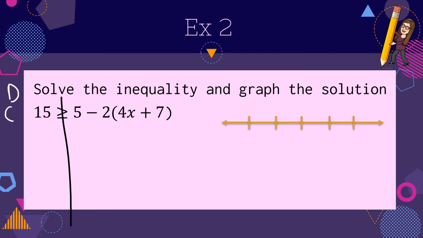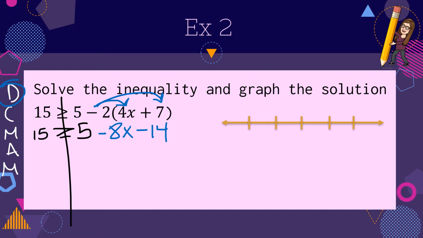We're going to work our way through don't call me after midnight. First step is distribution. I do have some distribution to take care of. I'm distributing a negative 2. So I get negative 8 and negative 14. Everything else falls down. Next step is combine. Yep, I have a regular 5 and a negative 14. If I put those together, I have negative 9. Everything else falls down.